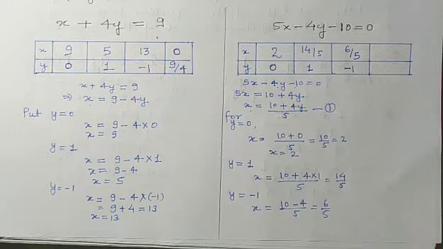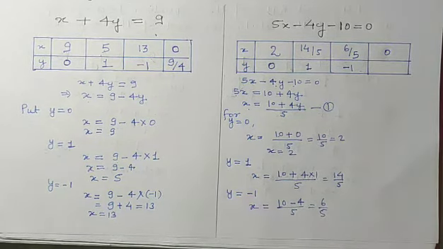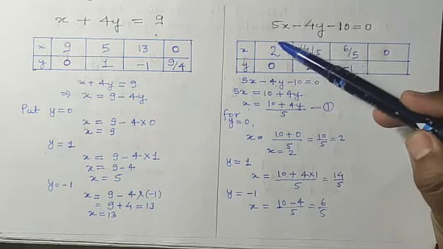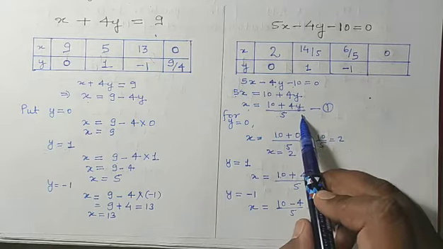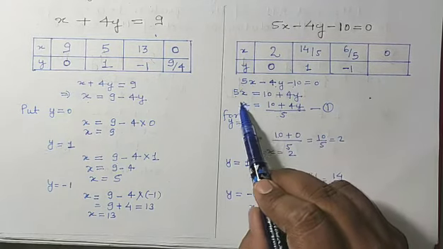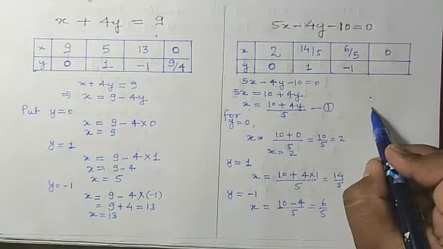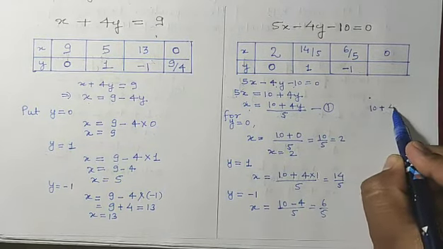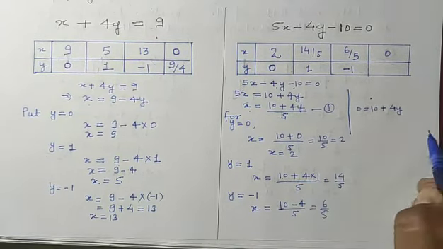And again, for x equal to 0, if we put x equal to 0, then this term is 0. Now what is left? Here students, if we put x as 0, then 5 into 0 will be 0, and only 10 plus 4y is equal to 0 is left.